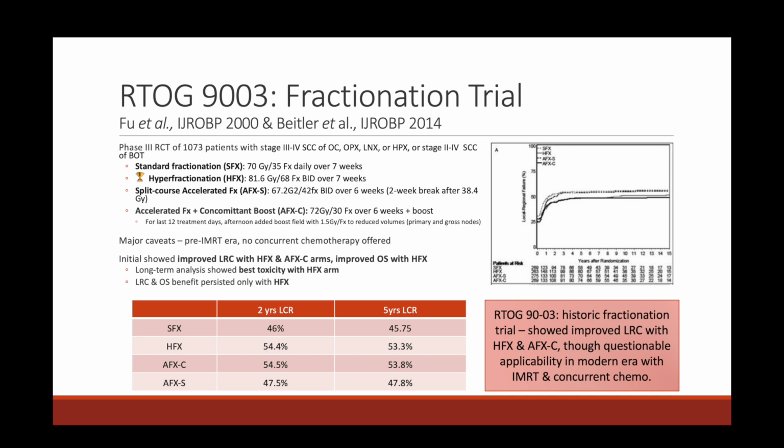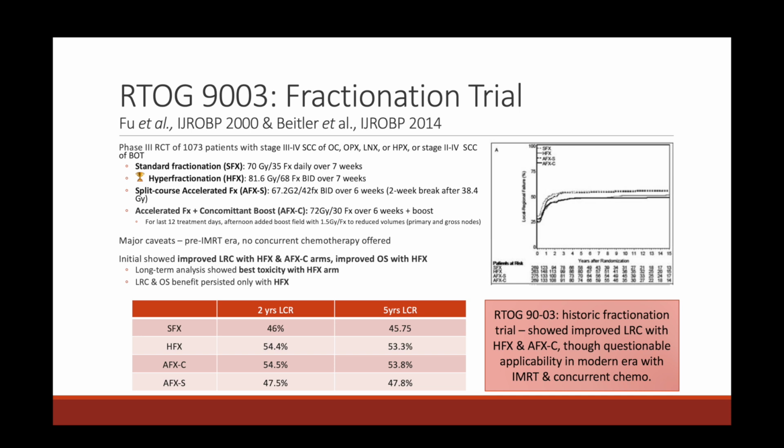And then there was an accelerated fractionation with concomitant boost, where they gave 72 gray in 30 fractions over 6 weeks, plus an additional boost field with 1.5 gray per fraction for the last 12 treatments, just to the primary and the gross nodes. So this is a very old trial, and so there are some major caveats to be aware of, including that this was done in the pre-IMRT era. There was also no concurrent chemotherapy offered to these patients.